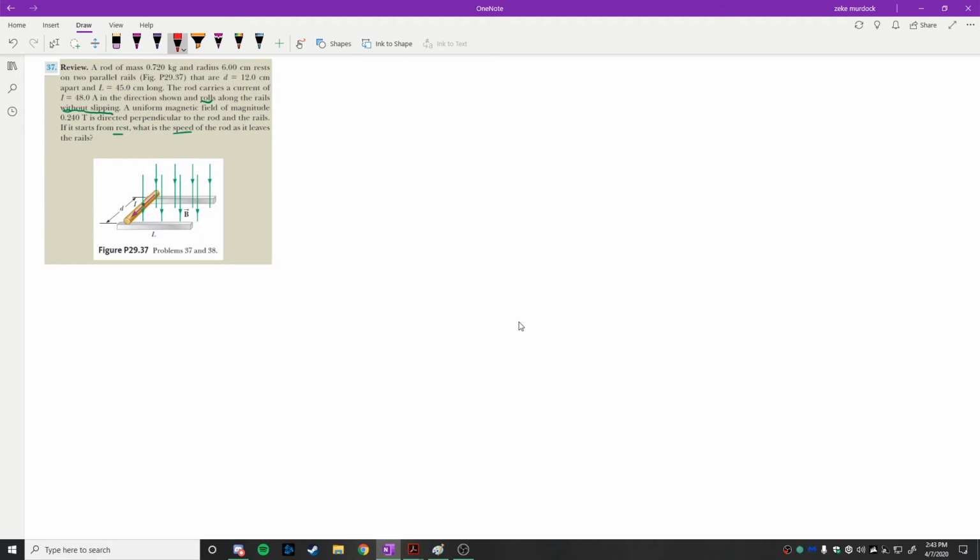Yeah, you should be able to prove that the force is going to be parallel to the rails and it's going to point like this. That's the magnetic force. So it's clearly going to have the effect of basically accelerating that object, right?